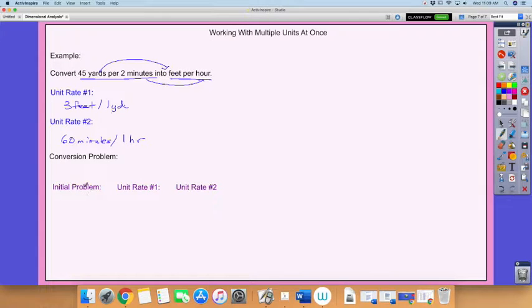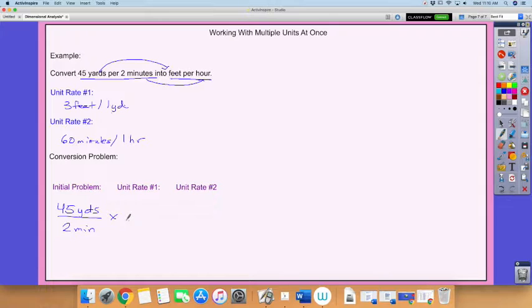So I'm going to set it up just like I did in that last one. I'm going to write initial problem. We'll put our initial problem here. Then we'll figure out how do we need to write unit rate 1 and how do we need to write unit rate 2. So my initial problem this time is 45 yards, and it tells us it's per 2 minutes. So it's 45 over 2 this time. It's not over 1. And that's because they actually gave us a different number.